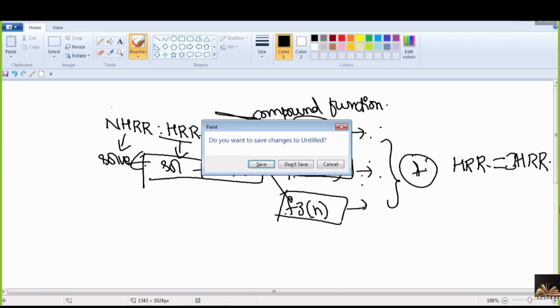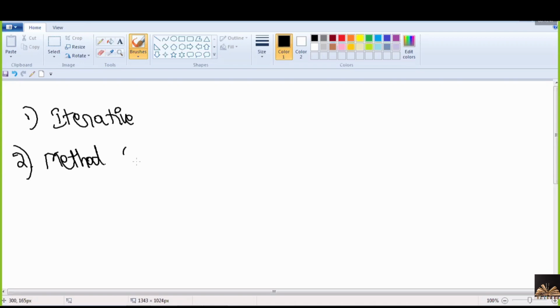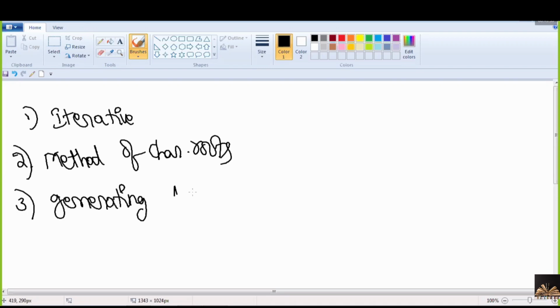In today's class, we'll see the last method to solve the recurrence relation. What is the last method? In the beginning, I told you any recurrence relation can be solved by three methods. First method is the iterative approach, also known as the substitution method. Second method is the method of characteristic roots. And the third method is generating function. In today's class, we'll see how to solve the recurrence relation using this generating function.